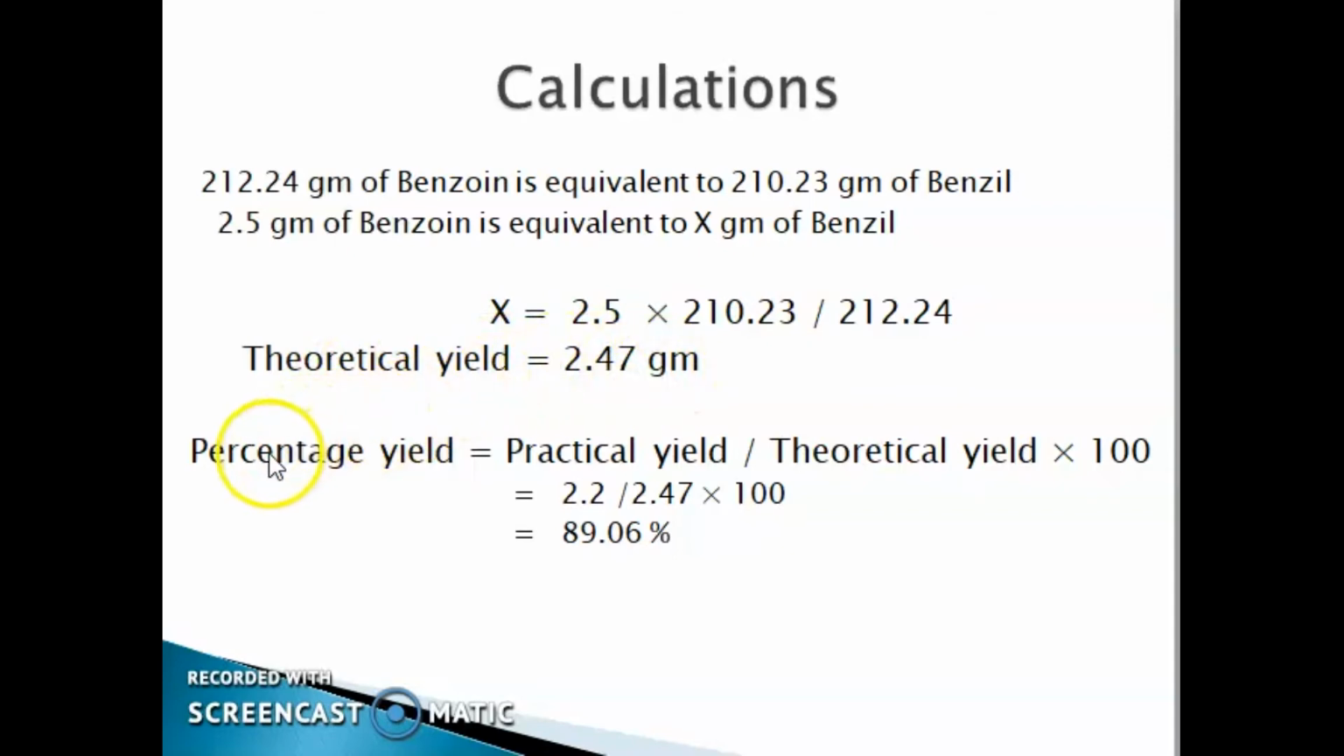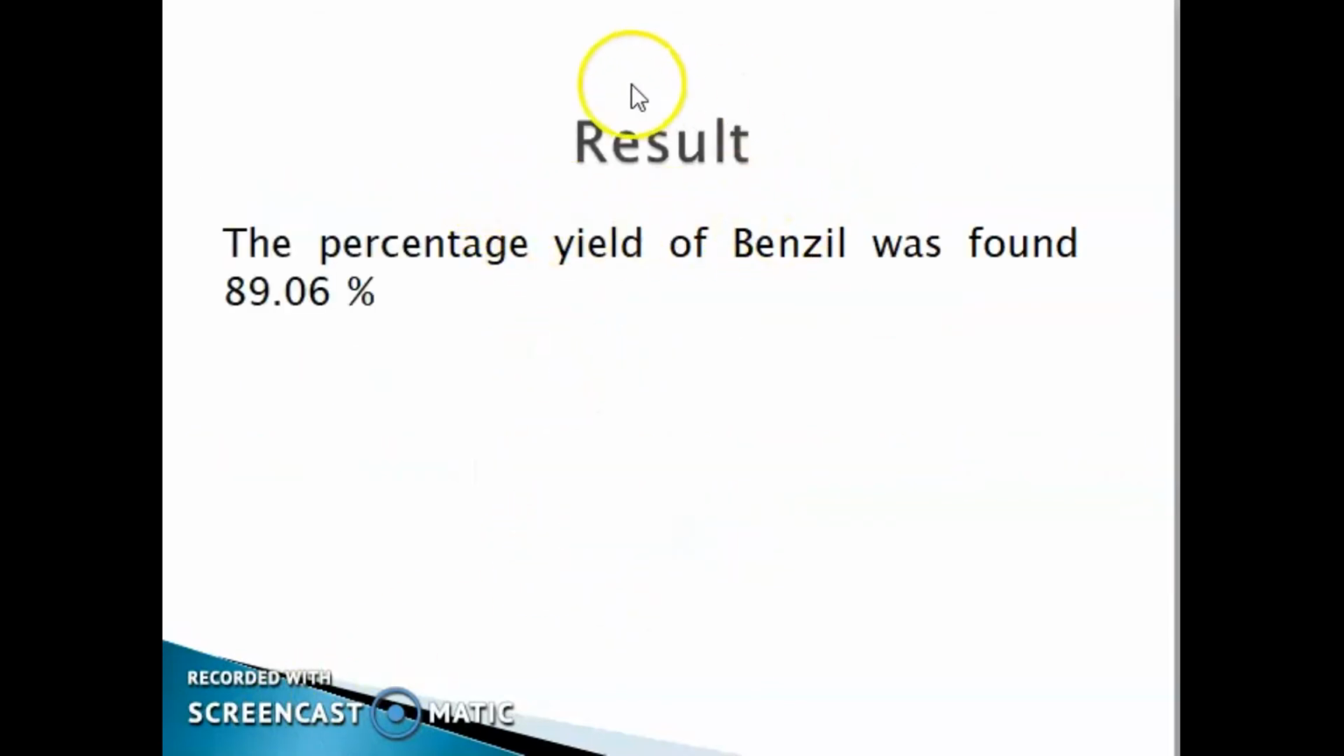Now we will proceed to our percentage yield calculation. The formula for percentage yield is practical yield upon theoretical yield into 100. We have got 2.2 gram practically and our theoretical yield is 2.47, so 2.2 upon 2.47 into 100. By calculating this, we get 89.06%. This will be our percentage yield. So finally, we can conclude our result as the percentage yield of benzil was found to be 89.06%.